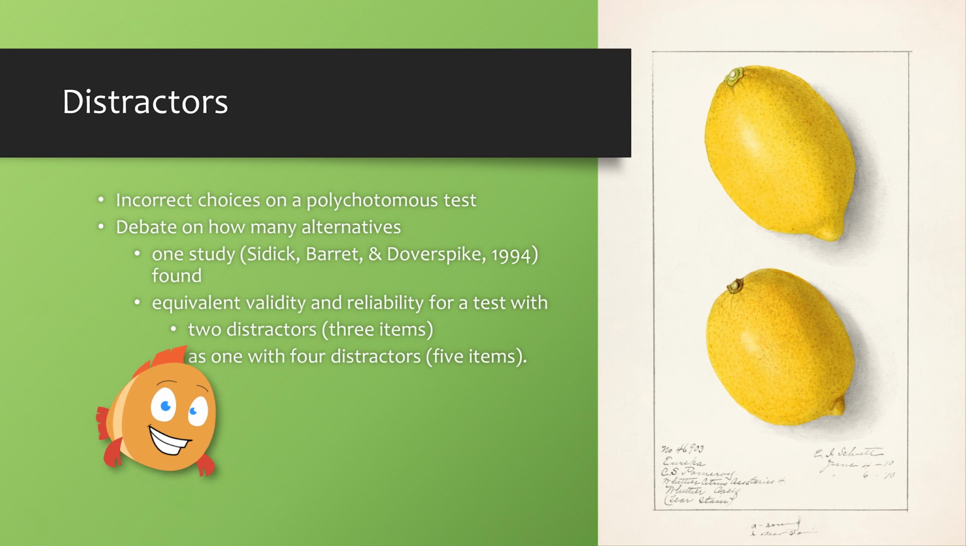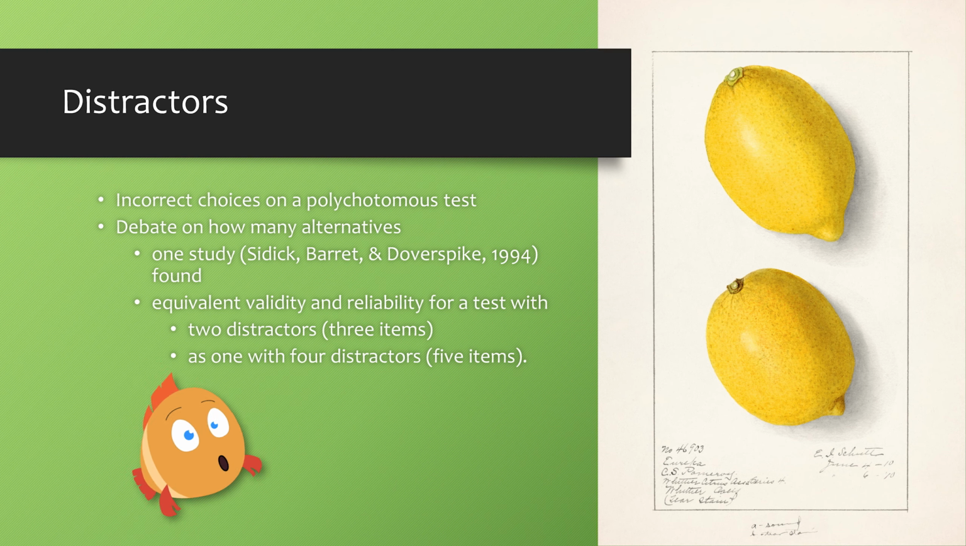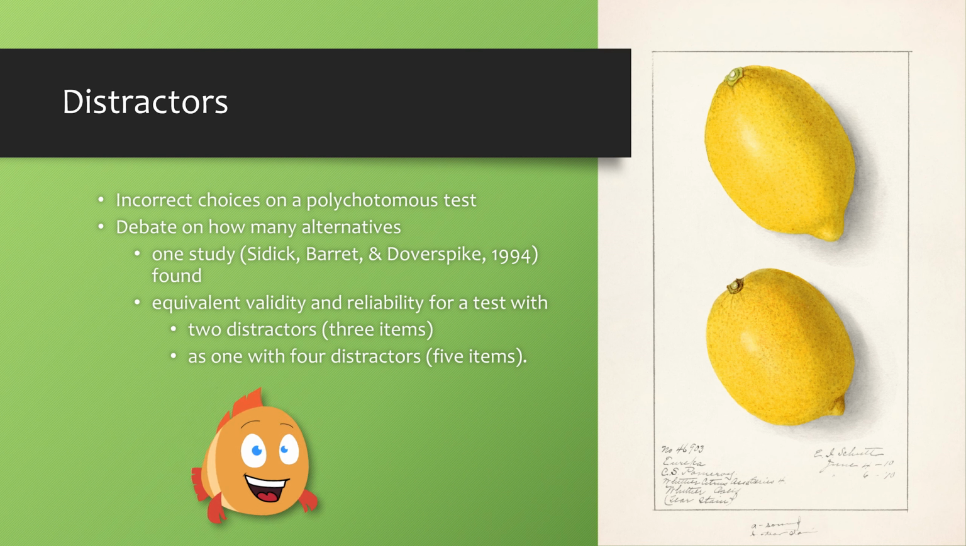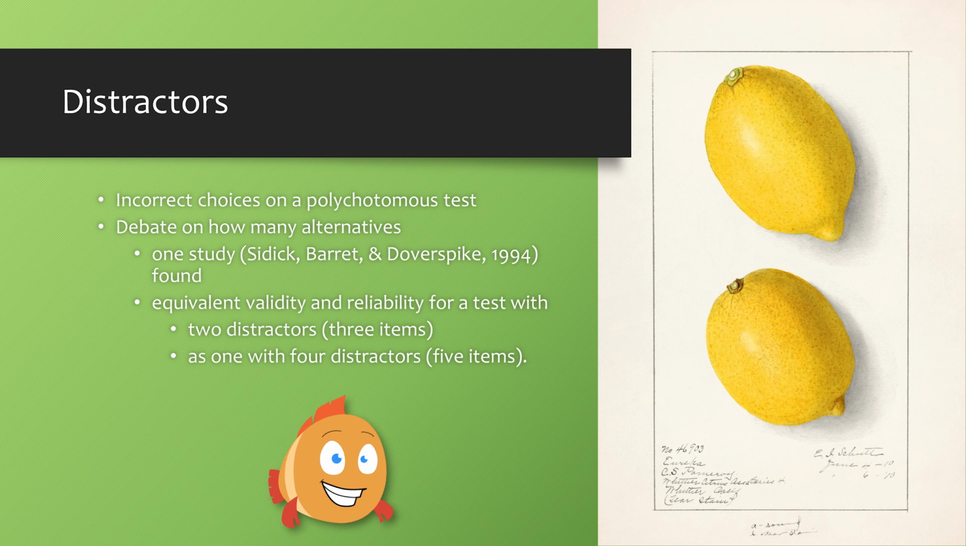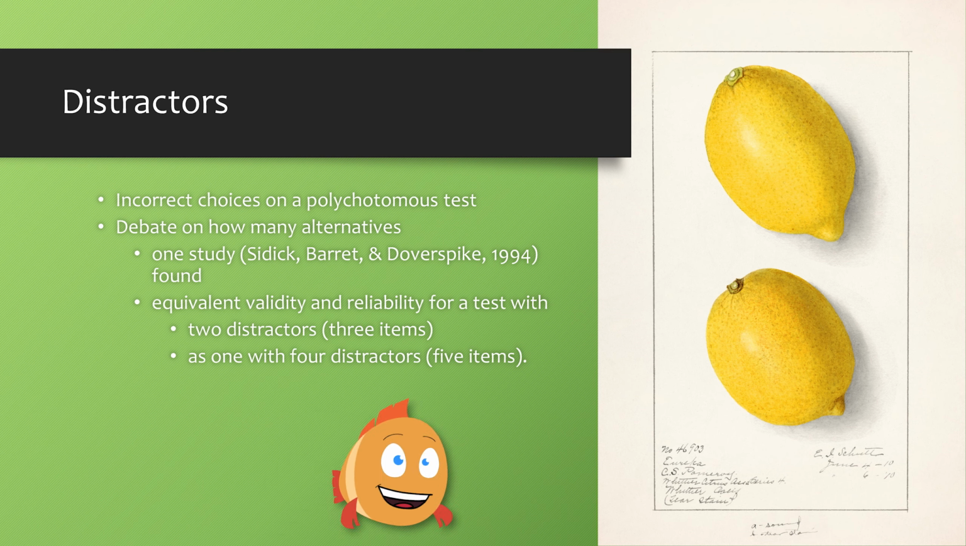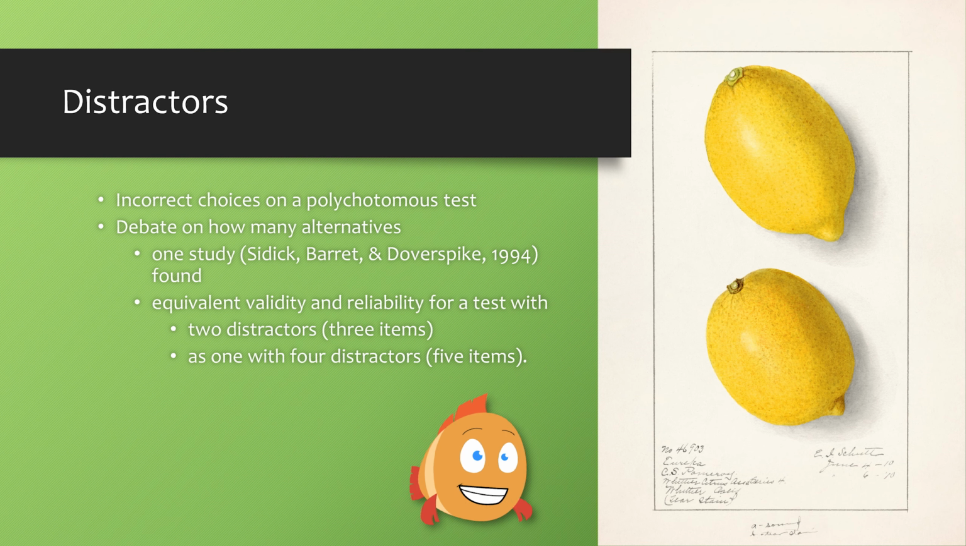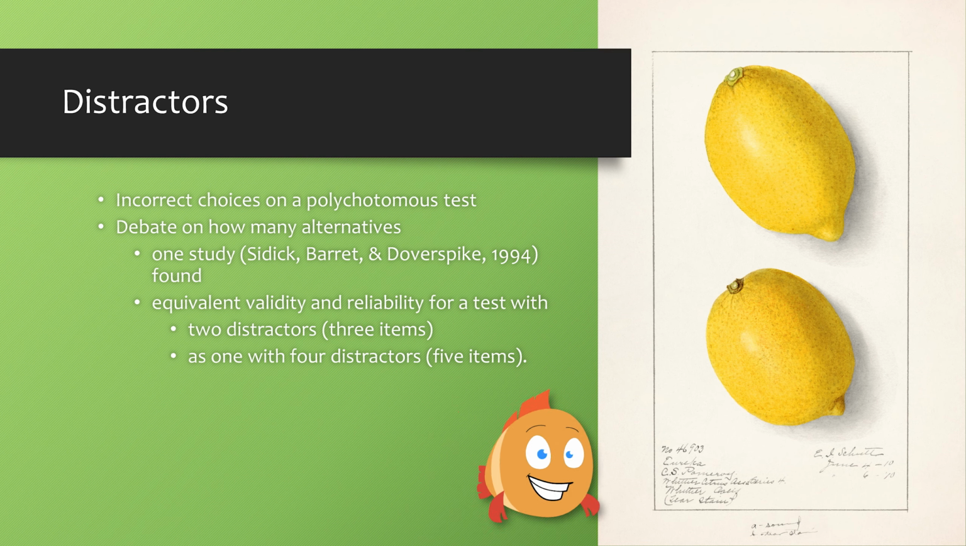Here's where the challenge is. Fundamentally, this is why I will very likely never have multiple choice, because I am terrible at making distractors. Distractors are incorrect choices. And there's a lot of debate on how many alternatives. There's one study from '94 that found that you can get equivalent validity and reliability from a test with two distractors, so just 3 items total, as one with 4 distractors, so 5 items.